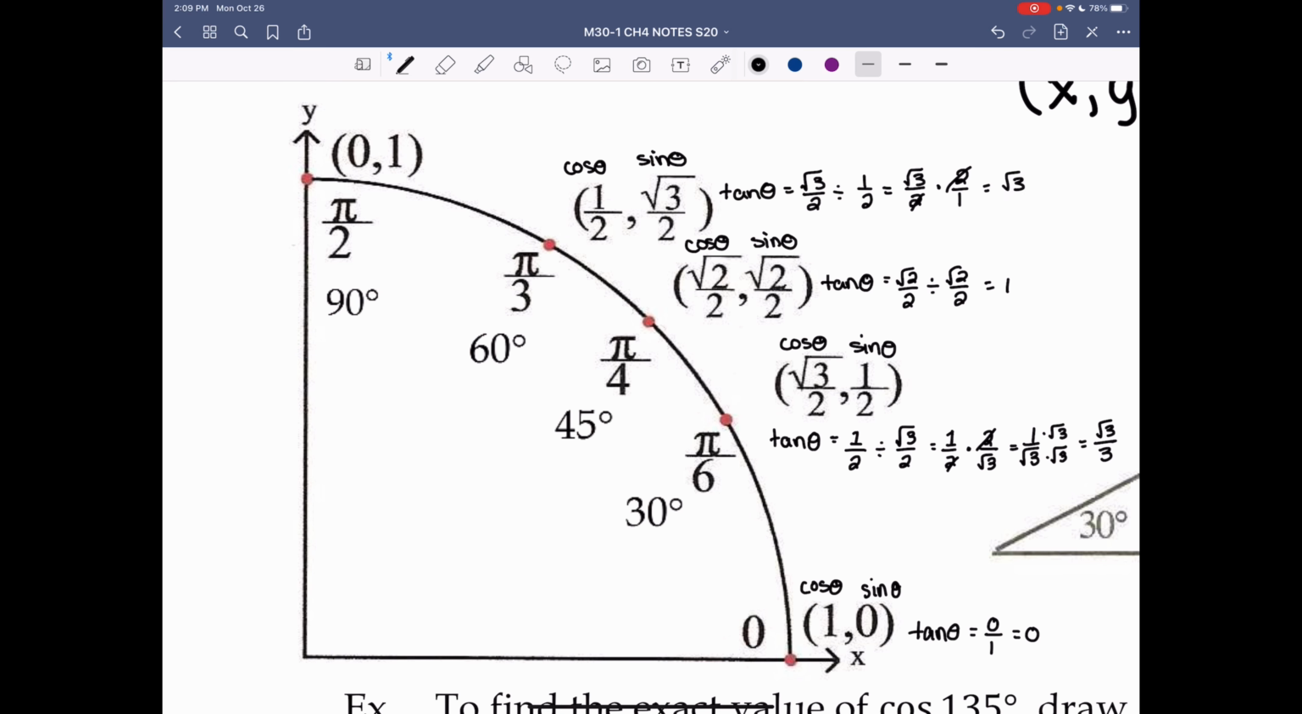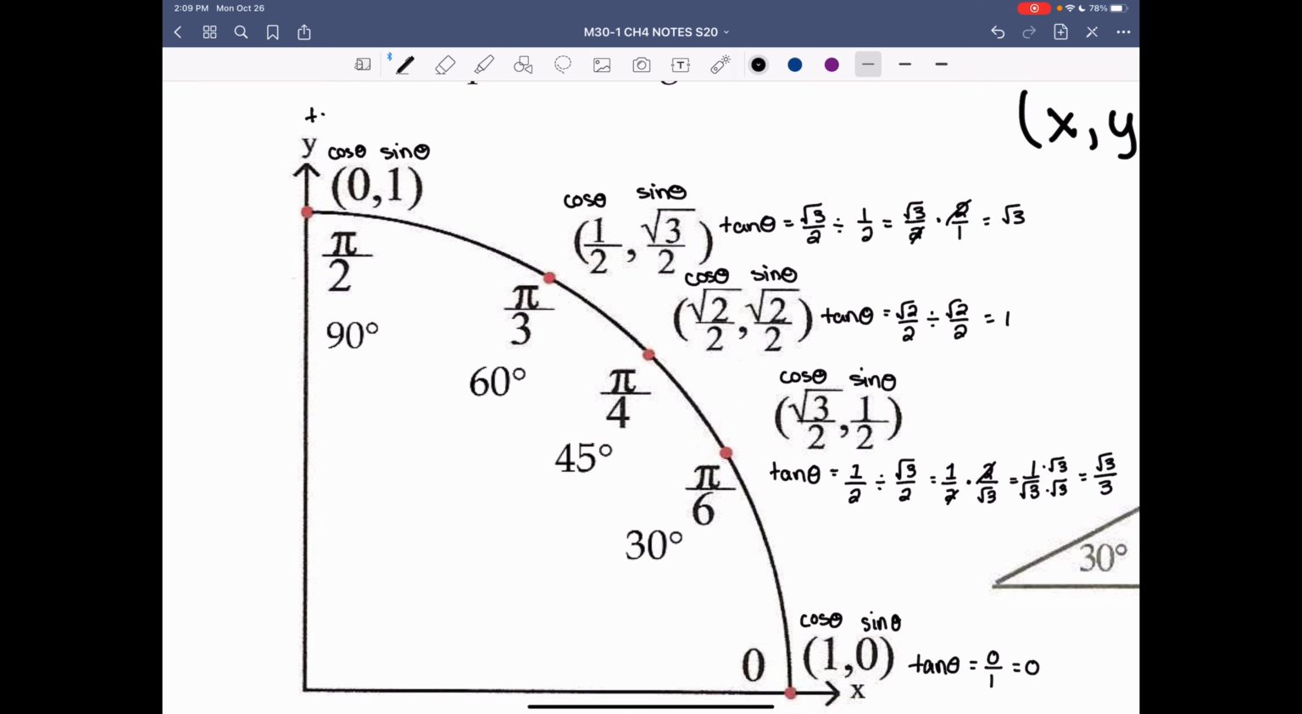And then for theta equals 90 degrees or pi over 2 radians, cos theta equals 0 and sine theta equals 1. Then tan theta would equal the y value, which is 1, divided by the x value, which is 0, but we can't divide by 0, so tan theta is undefined.